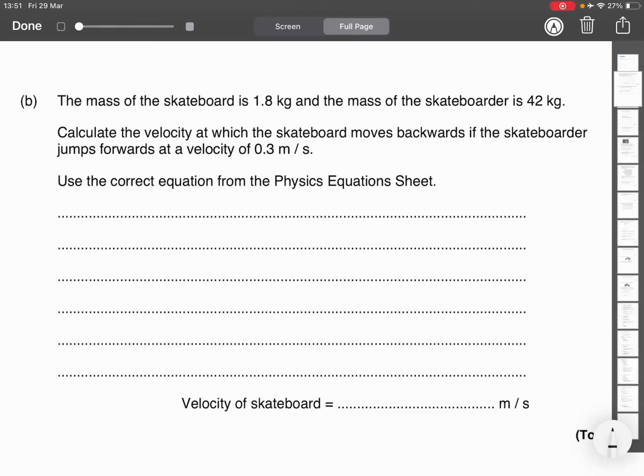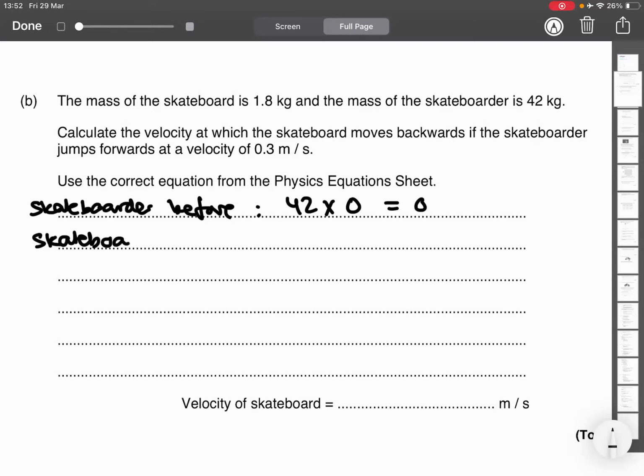So the skateboard and the skateboarder are not moving at all before. So momentum of skateboarder before is 42 times 0, which is 0. And then the skateboard before is 1.8 times 0, which is 0. When you add them up, you get 0. Now we do it for after.